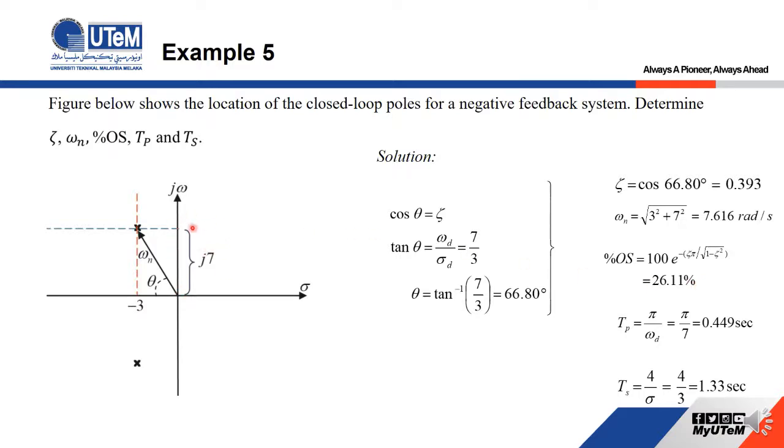So for Tp, we already know this value. This value refers to omega d. So we just use the formula where Tp is equal to pi divided by omega d. We just put the value 7 here, and then we get Tp is equal to 0.449 second. For Ts, we already know this one is zeta omega n, which in this case is equal to 3. The formula for Ts is 4 divided by zeta omega n. So just put this value here, and then we get Ts equal to 4 over 3, which is equal to 1.33 second. Okay, next.